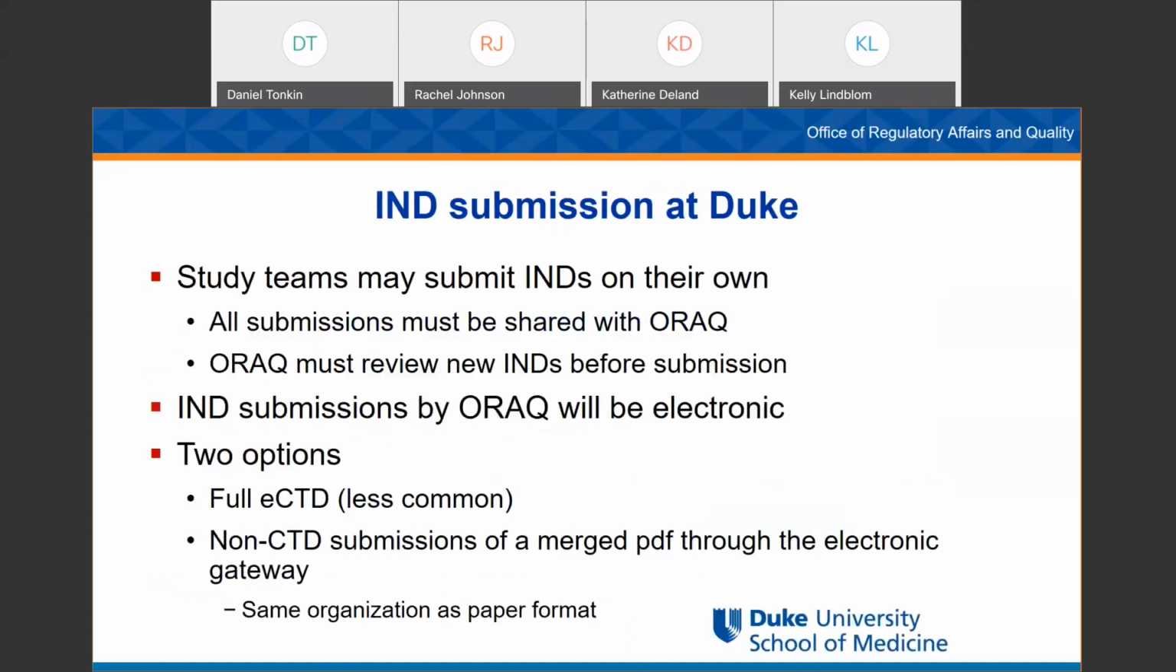At Duke, study teams may submit INDs on their own, but all submissions must be shared with our office. There's also a requirement for ORAC to review all new INDs before they are submitted. Our office is submitting the INDs electronically, either in full eCTD format or more commonly as non-CTD submissions. And then after the submission, if you're working with our office, we do provide that final merged PDF to the study team.